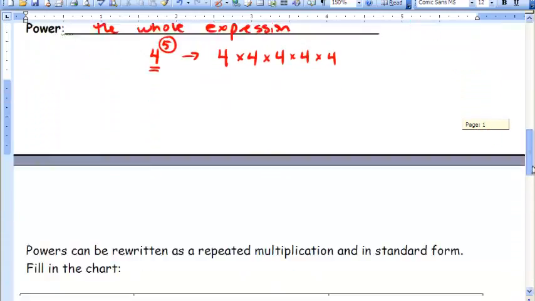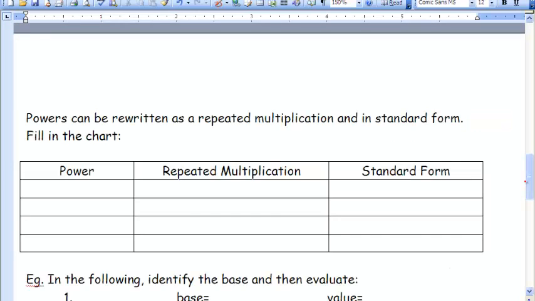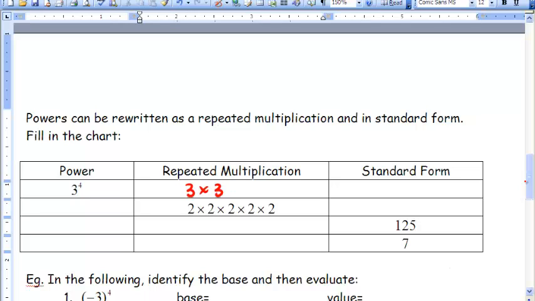Okay, let's move down a little bit. And we have powers can be rewritten as a repeated multiplication and in standard form. So we have our power, then we have repeated multiplication, and we have standard form. And we all know how to do standard form. So we've got 3 to the power of 4. Well, what does that mean? It means 3 times 3 times 3 times 3. Well, what does that actually equal, which is standard form? 3 times 3 is 9. 9 times 3 is 27. 27 times 3 is 81.